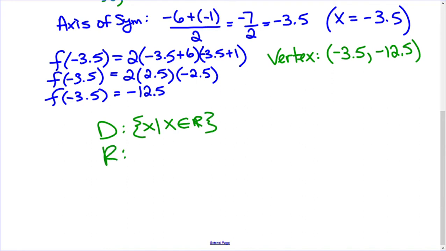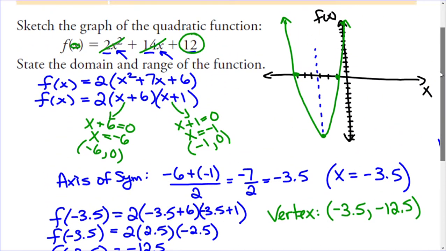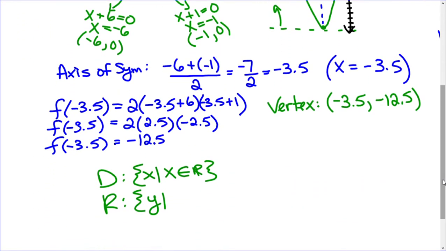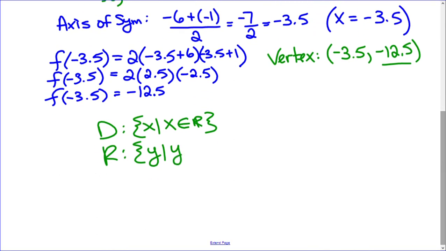My range, on the other hand, has some restrictions to it. The y value here has a low point, right? And it's everything higher than that. So y has to be bigger than my low point on my vertex. So y has to be greater than or equal to 12.5, such that y is in the set of real numbers. So that's my domain and my range.